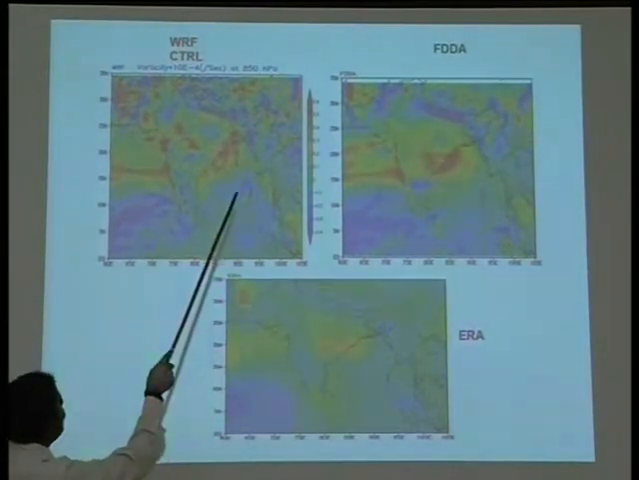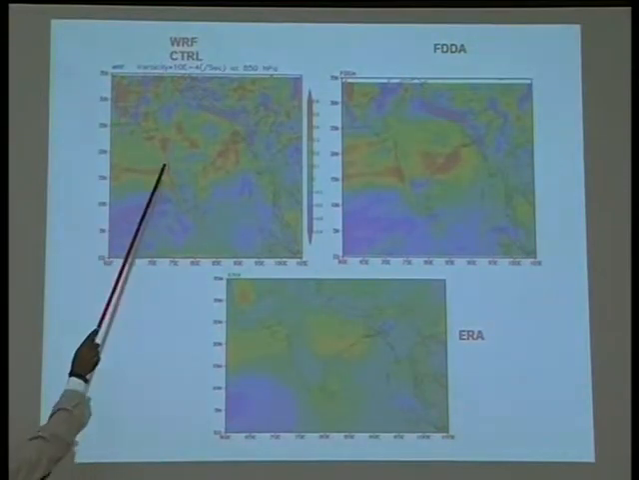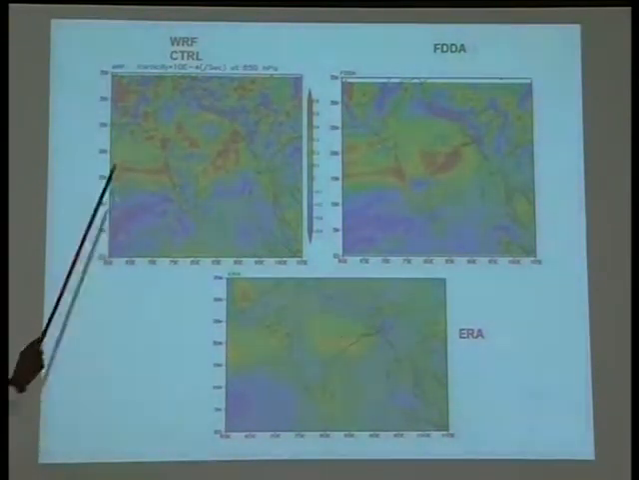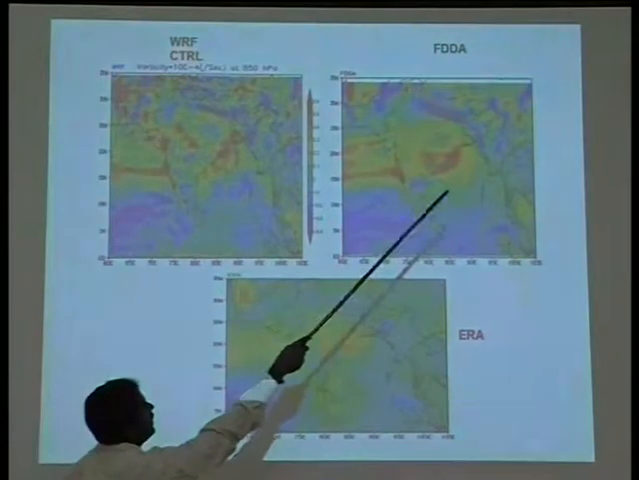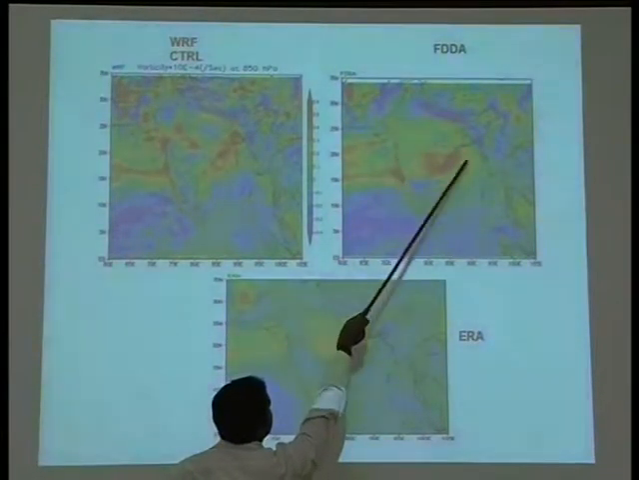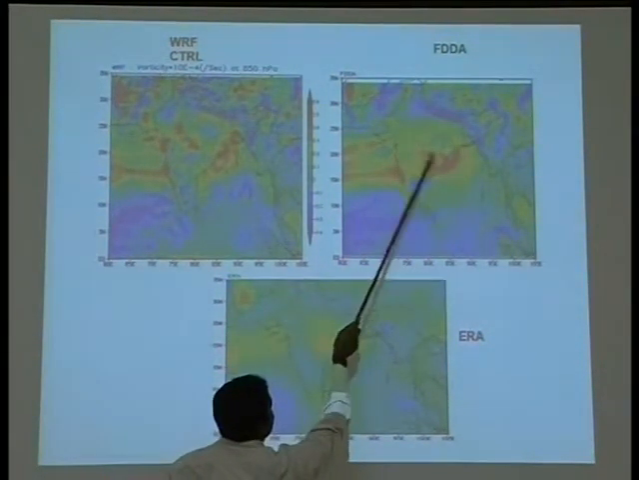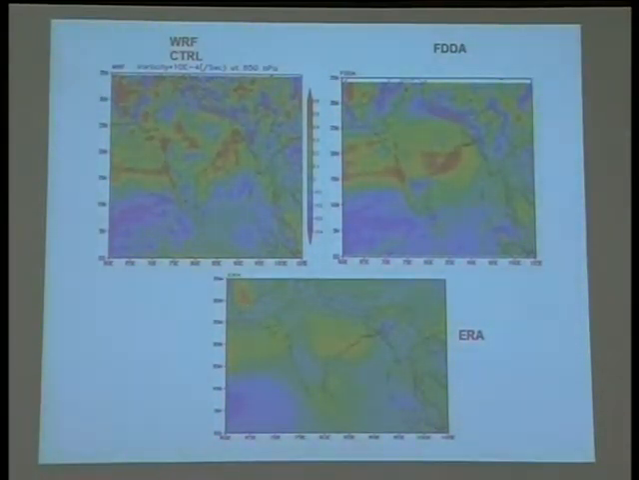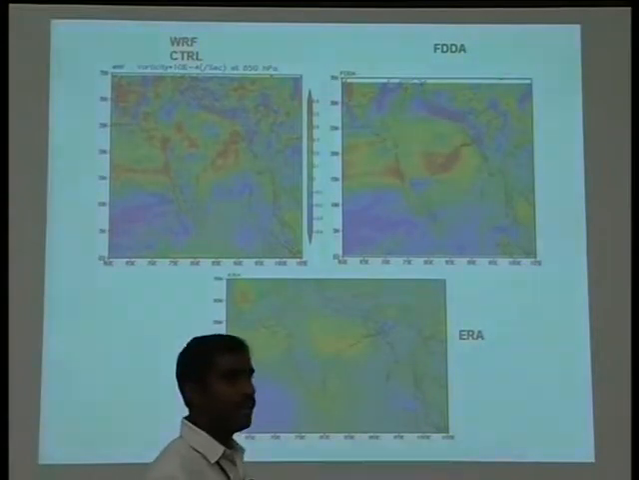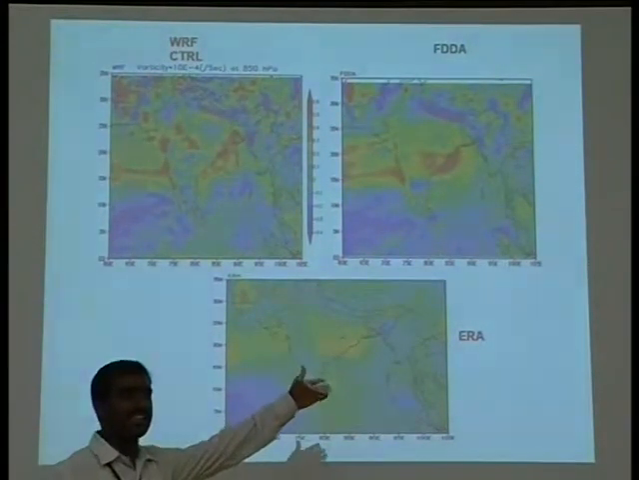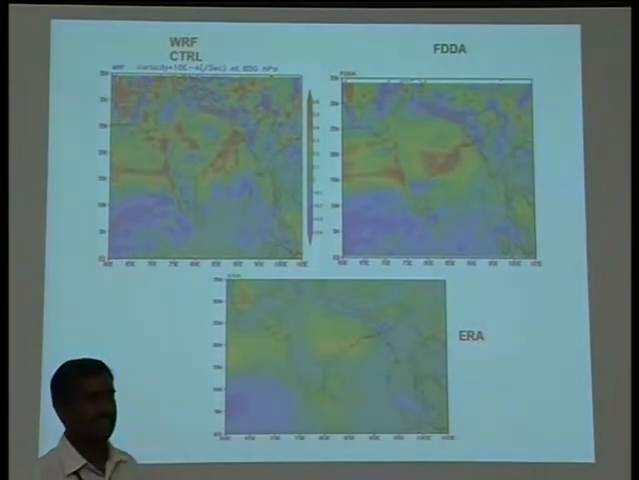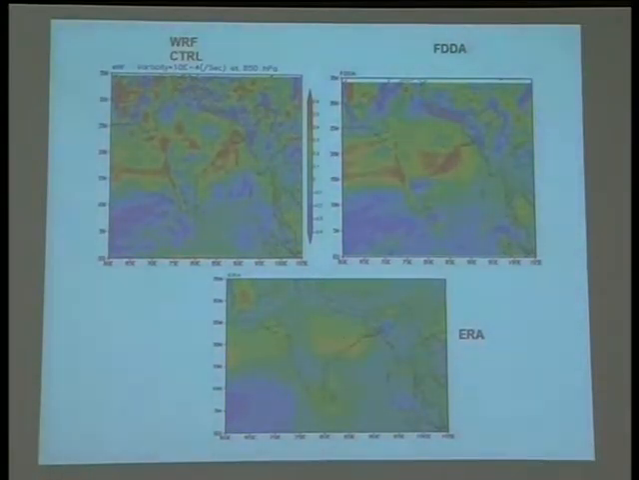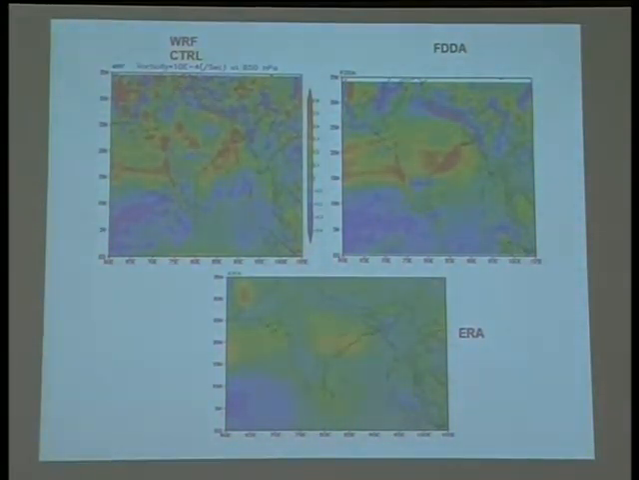The model produced a very irregular pattern, but after assimilation it produced a smooth pattern over this region. Sorry, what does ERA stand for? ECMWF reanalysis product observations. That's what we use as data.